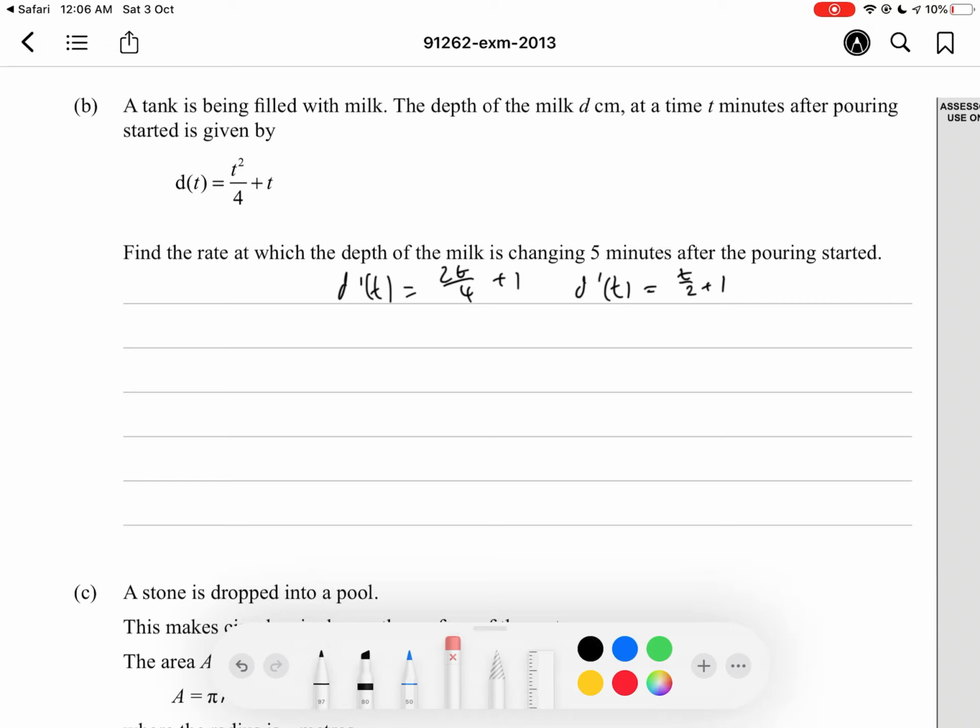So we're going to try to find 5 minutes after the pouring started. So we substitute 5 into our gradient function, and we'll find the rate of change. So d dash of 5 equals 5 over 2 plus 1, which equals 3.5 centimeters per minute.